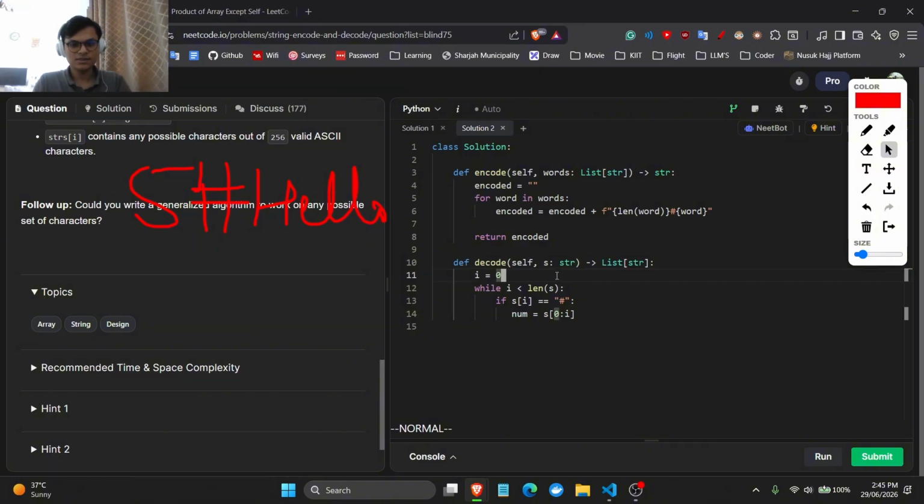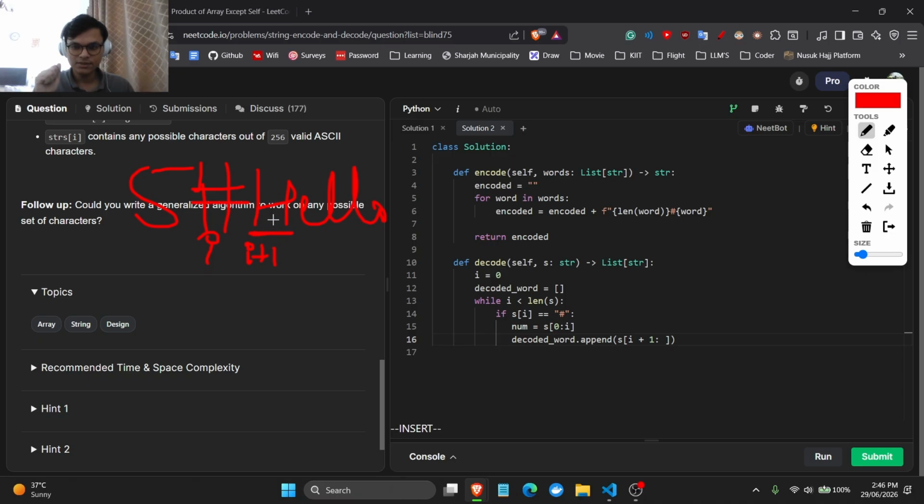And let's say decoded word is equal to this empty list. So while this is less than the string, if it is a pound, then we say that number is up until this point without including this, that is our number. And then we can say decoded word dot append, and we can append what? So we want to append from I plus 1. Because this is our I at this point, so we're going to start from I plus 1, right?